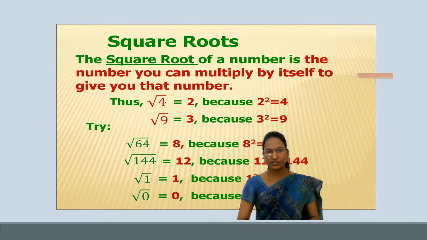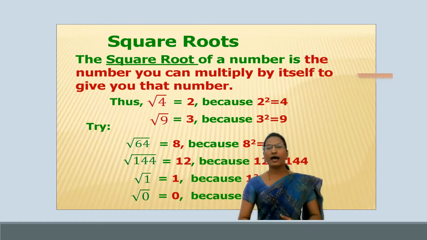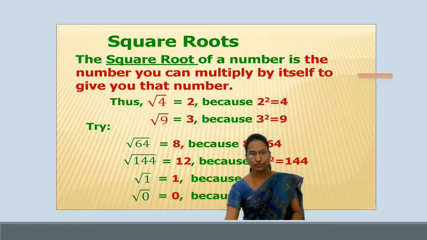They are perfect squares. Square root of 16 is equal to 4. Square root of 144 is equal to 12. So all are perfect square numbers. One more thing, square root of 1. Square of 1 is 1 itself, so square root of 1 is 1. And square root of 0 is equal to 0.